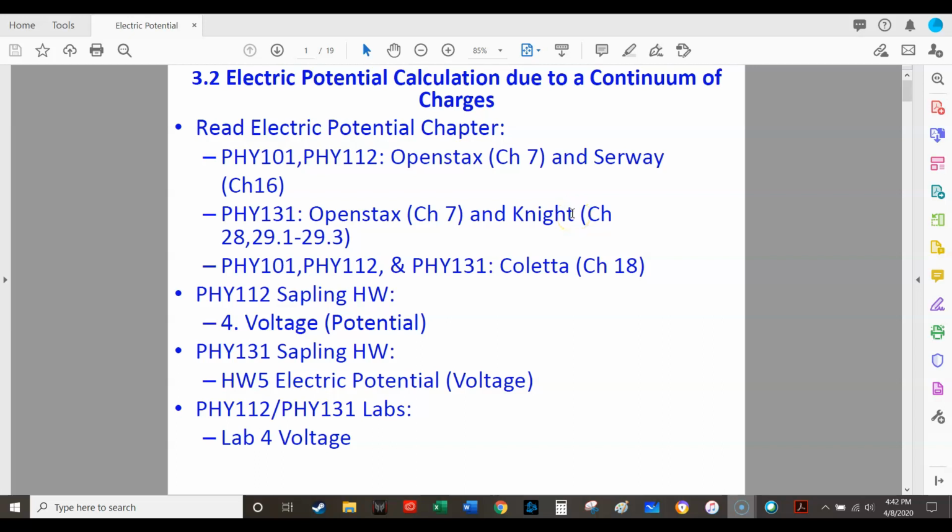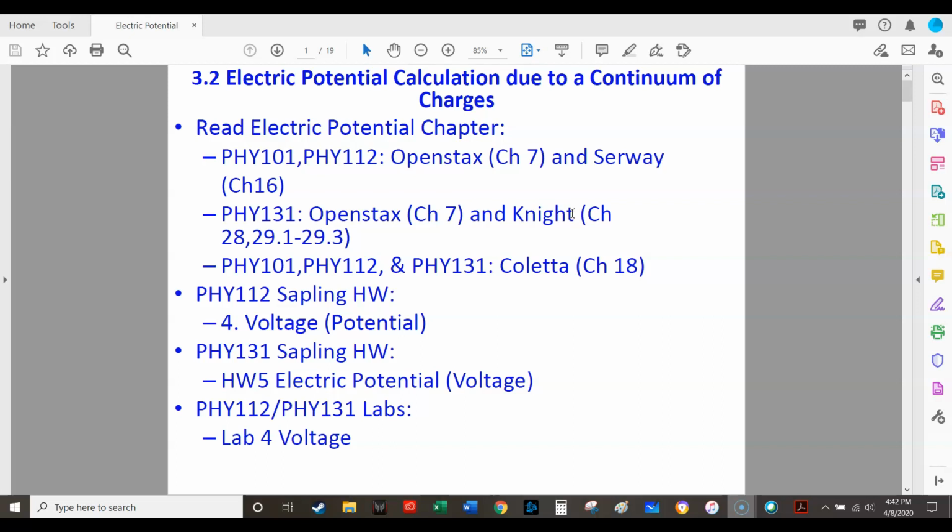Continuing through the content of electric potential and also electric potential energy, we're at 3.2. This is for Physics 131 students, and this is how to calculate voltage on a continuum of charges. So a bunch of protons built up onto a line of charge, or a bunch of electrons on a line, or a surface area, or a ring, things like that.